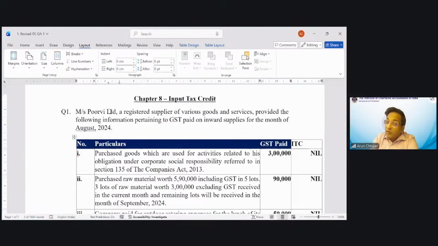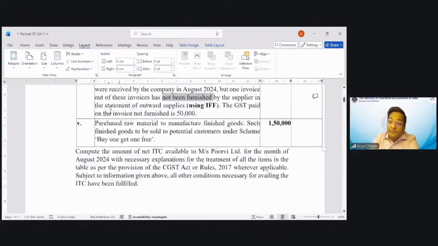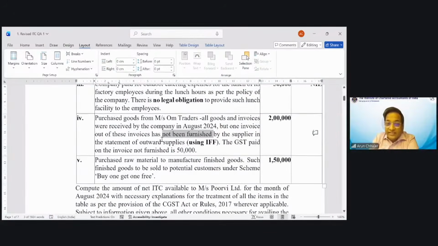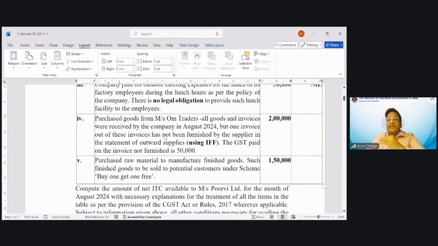अगर मैं सिर्फ ये कहूं कि सप्लायर ने फाइल कर दिया, नहीं कर दिया, that is okay, but additionally you can see that if it is not furnished, then you can give this type of reasoning. Clear है. IFF में furnish नहीं किया, that is one part. Second, it has not been communicated to the recipient in the GSTR2B. This is the complete condition.